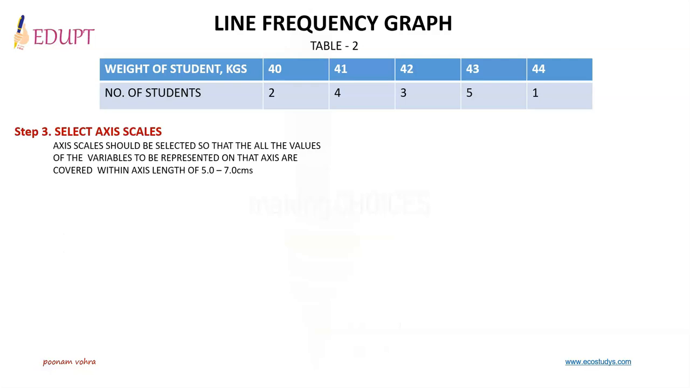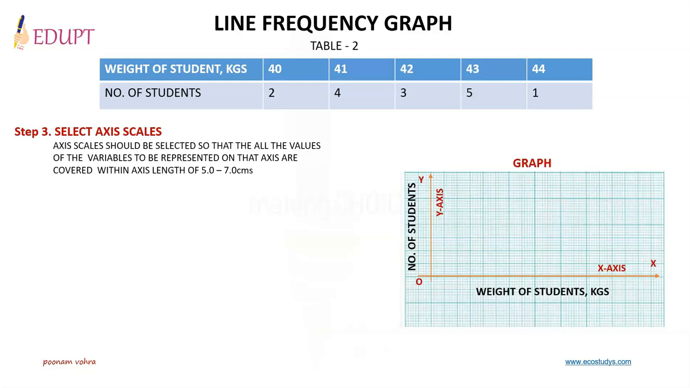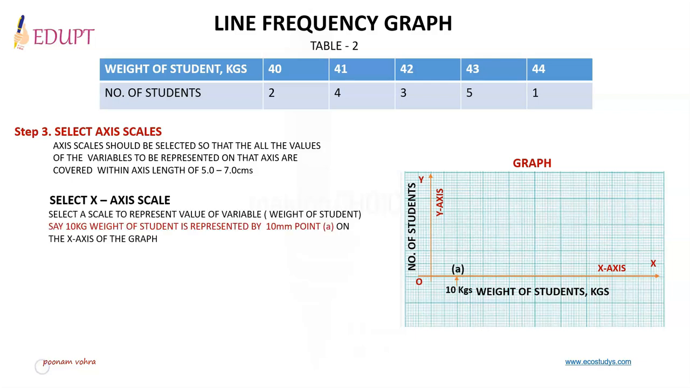Then you need to select axis scales. Scales need to be selected in such a manner that all the values of the variables to be represented on that axis are covered with an axis length of 5 to 7 centimeters. For the x-axis, select a scale to represent the value of the variable, which is the weight of the students. Say 10 kilograms weight of student is represented by 10 mm, point A, as is shown on the graph.